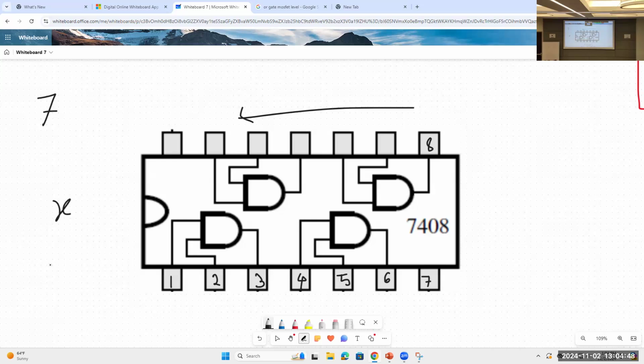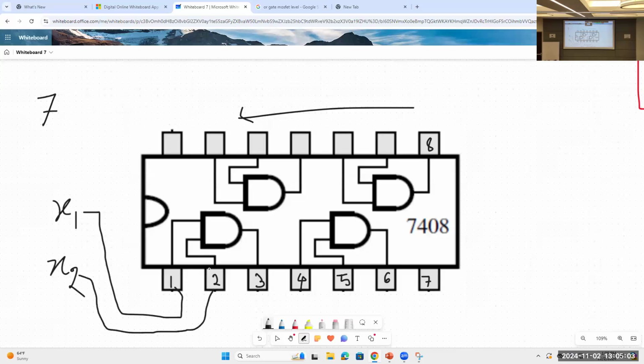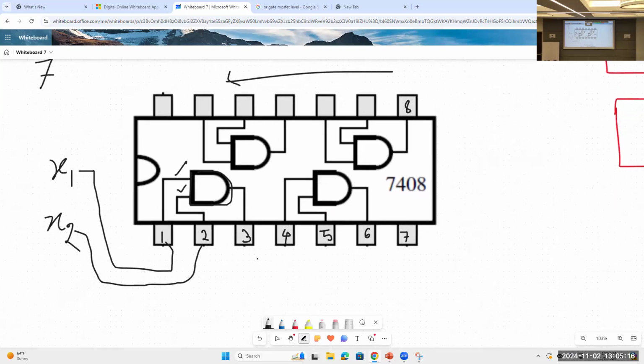So how will we connect these pins? Suppose we need to multiply x1 and x2. What will we do? We will take x1 and connect it to pin number 1, right? And we will take x2 and connect it to pin number 2, because these pins 1 and 2 are, look at this, this is the AND gate, and these are the inputs. Okay, 1 and 2 are the inputs here, and you will get the output from pin number 3. Exactly. So what will the output be? This is an AND gate, so the AND gate will simply multiply the inputs.